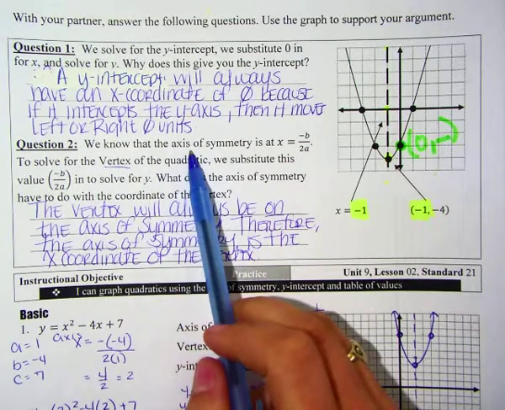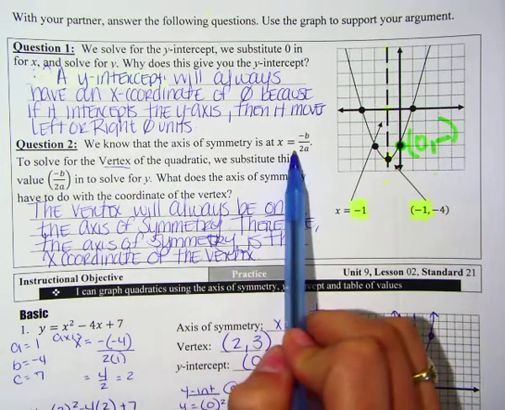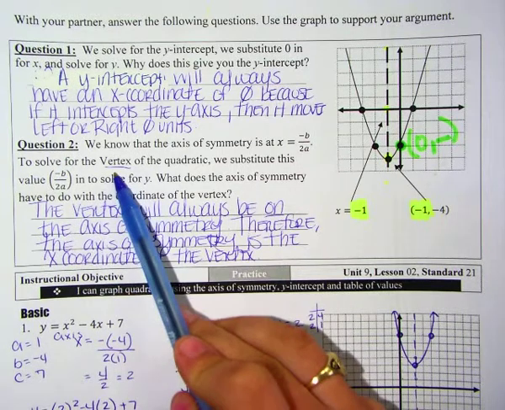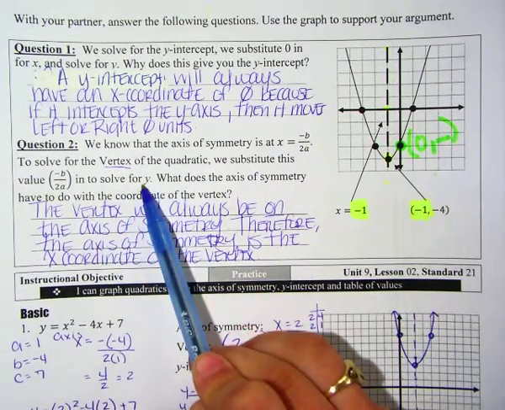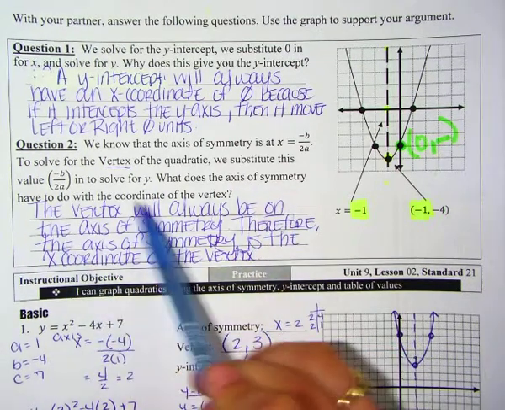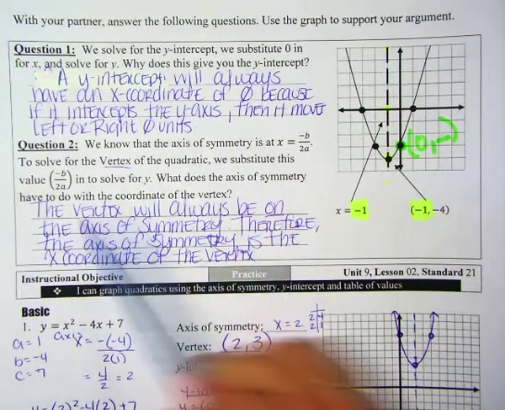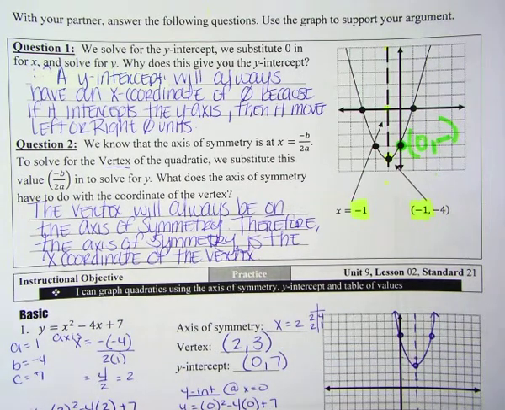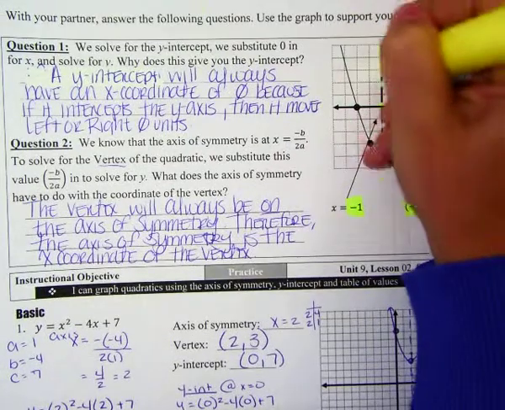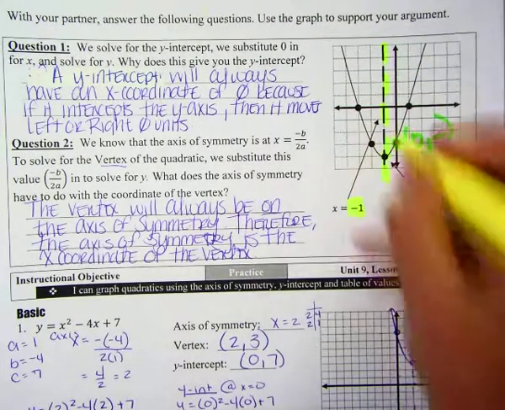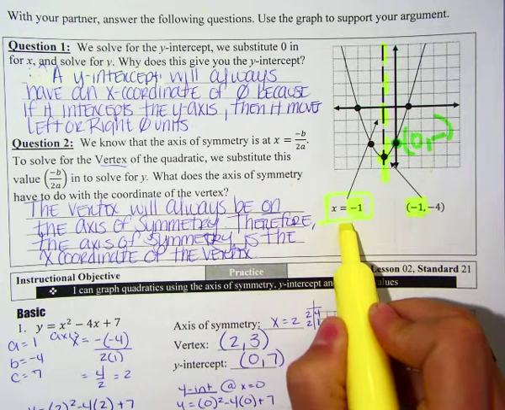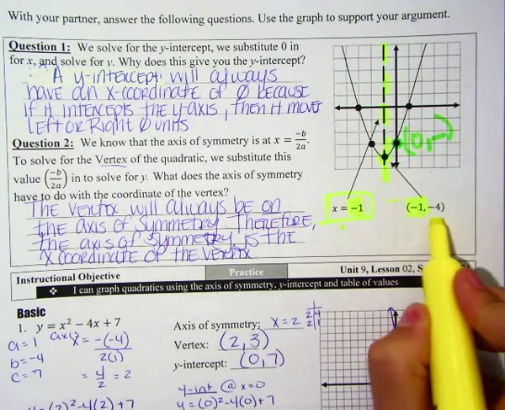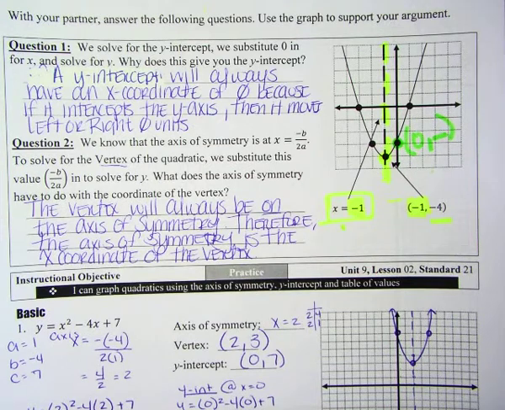In regards to the axis of symmetry, we know the axis of symmetry is x equals negative b over 2a. To solve for the vertex of a quadratic, we substitute that value in and solve for y. So what does the axis of symmetry have to do with the coordinate of the vertex? Remember that the vertex will always be on the axis of symmetry. So here is my axis of symmetry. The vertex will always be on it. So if the axis of symmetry is negative 1, the vertex will be negative 1, comma something. So use that information to help you do the rest of this practice.